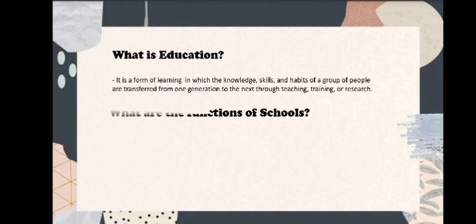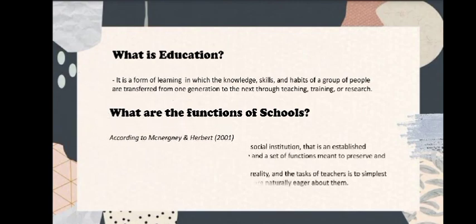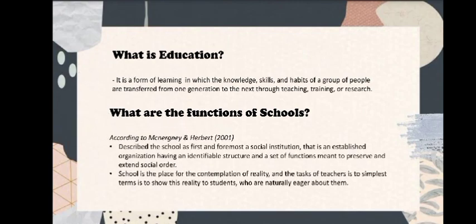So, what are the functions of schools? According to McNerney and Herbert 2001, they describe the school as first and foremost a social institution, an established organization having an identifiable structure and a set of functions meant to preserve and extend social order. School is the place of the contemplation of reality, and the task of teachers is, in the simplest terms, to show this reality to students who are naturally eager about it.